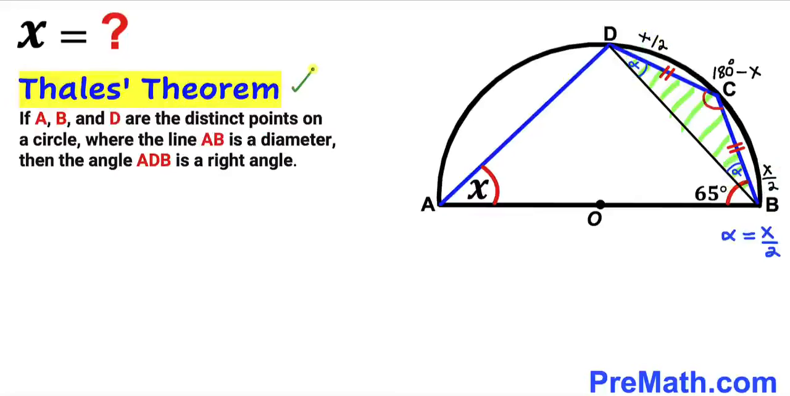And now let's recall the Thales theorem. According to this theorem, if A, B, and D are three distinct points on the circle where the line AB is the diameter, then the angle ADB is a right angle. In other words, the angle is going to be 90 degrees. And as you can see in this triangle ABD, the points A, B, and D are on the very same semicircle, whereas this AB is the diameter. So no wonder this angle ADB is going to be 90 degrees.